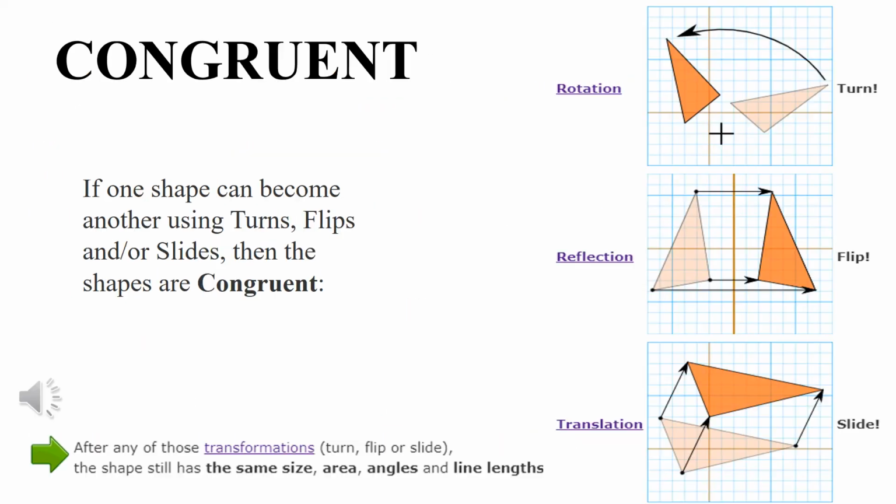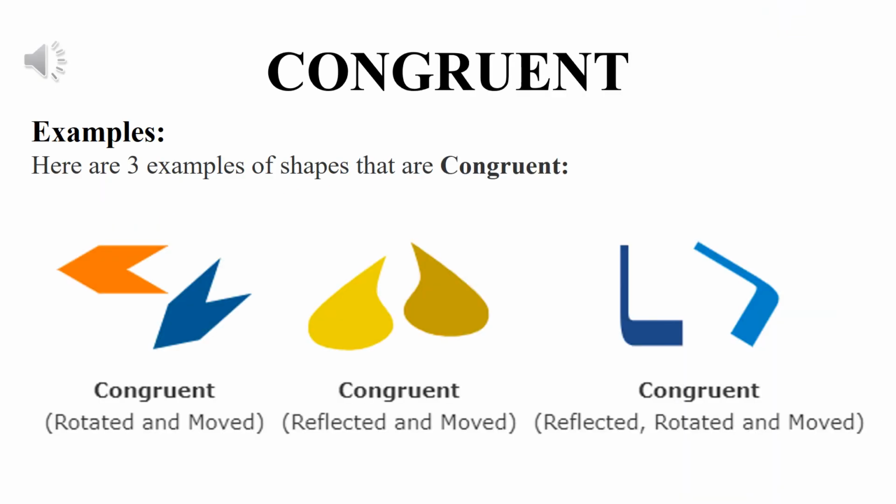Well done! Congruent. If one shape can become another using turns, flips, and/or slides, then the shapes are congruent. After any of those transformations, turn, flip, or slide, the shape still has the same size, area, angles, and line length. Examples. Here are 3 examples of shapes that are congruent. Congruent, rotated and moved. Congruent, reflected and moved. Congruent, reflected, rotated, and moved.